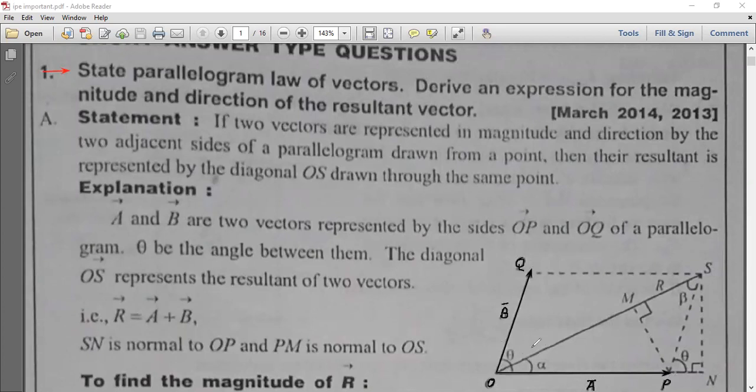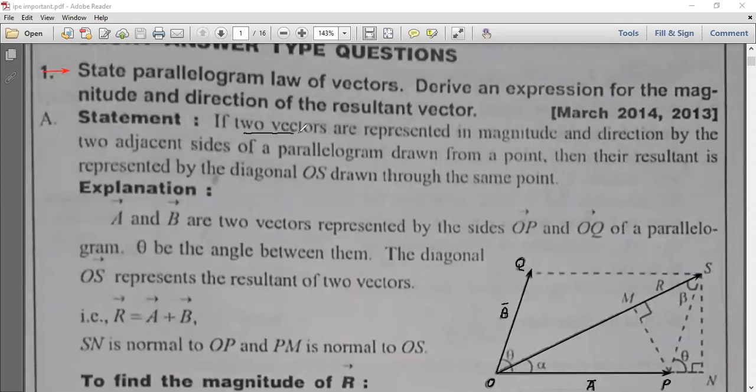Now, just let's talk about these two vectors only. These two vectors are representing the adjacent sides of parallelogram. Now, if I want to find resultant, then the diagonal of this parallelogram, which is originating from the same point, gives the resultant of these two vectors. This is what your statement.